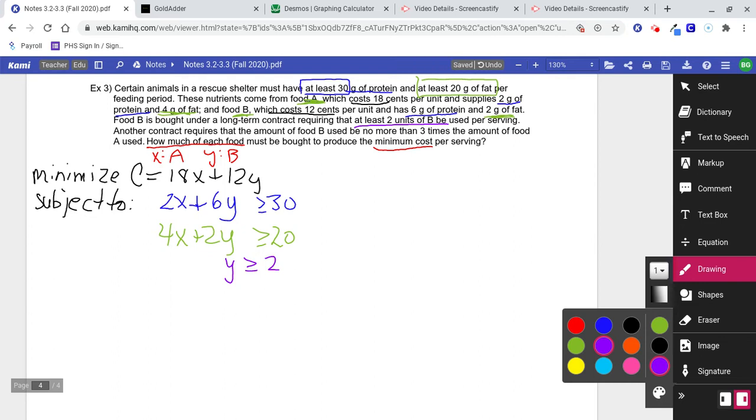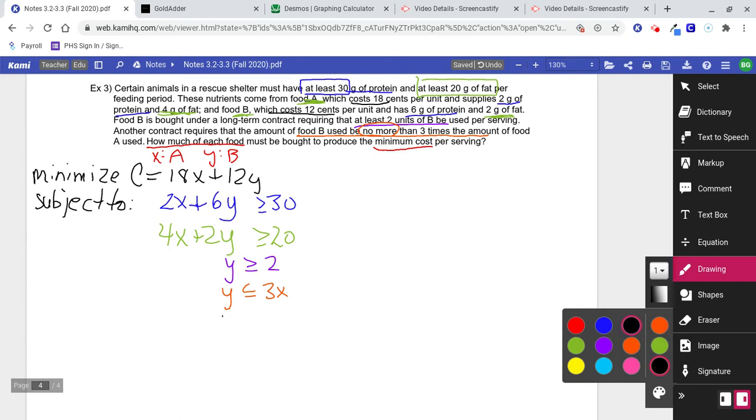Another contract requires that the amount of food B is no more than 3 times the amount of food A. So food B is not more than, what does it mean when they say not more than? Less than or equal to? So food B, that was Y, is less than or equal to 3 times the amount of food A, that's X. Y is less than or equal to 3X. Okay, and that's all of the numbers.